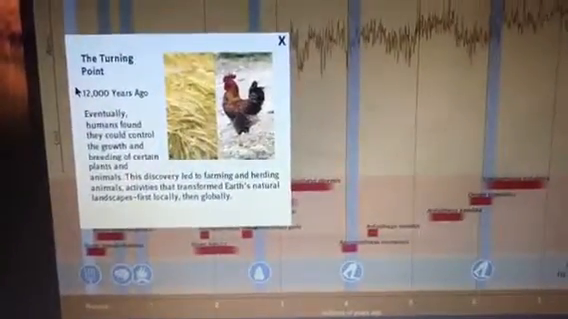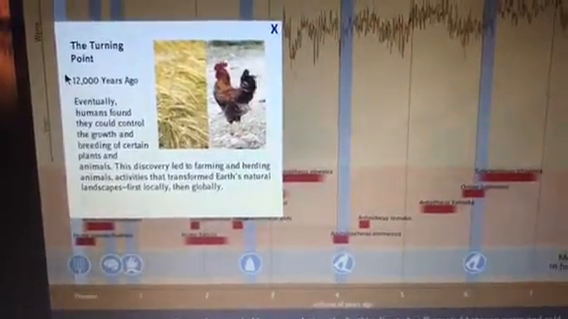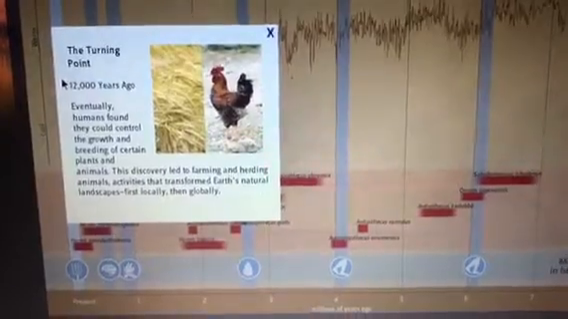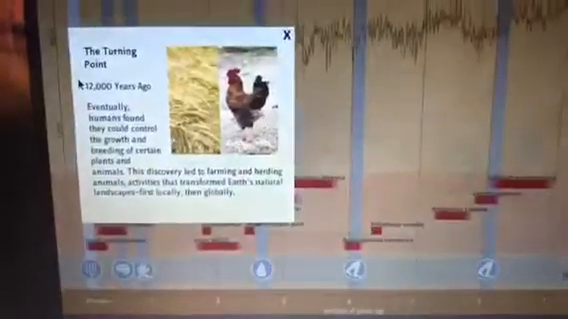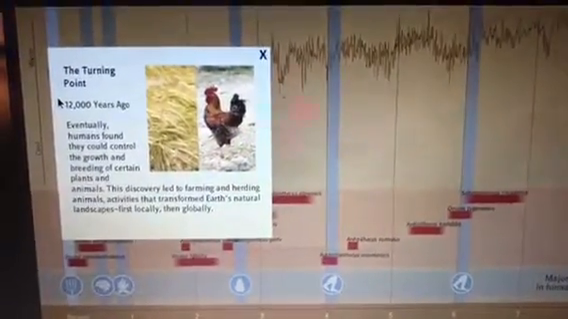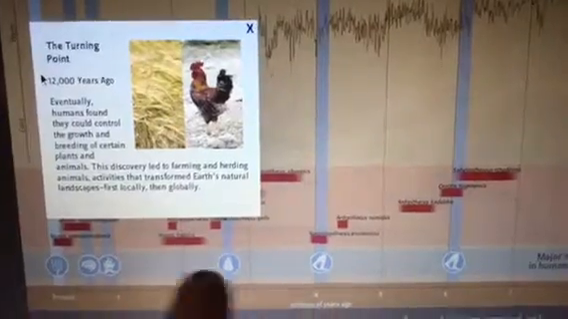And the last one that they have up here is 12,000 years ago, which is when we began to control the growth and breeding of certain plants and animals. I found this to be incredibly interesting because I know that a lot of the agricultural booms that we are so used to learning about are evidently much closer in time, but you can see that our species was actually learning about it about 12,000 years ago.